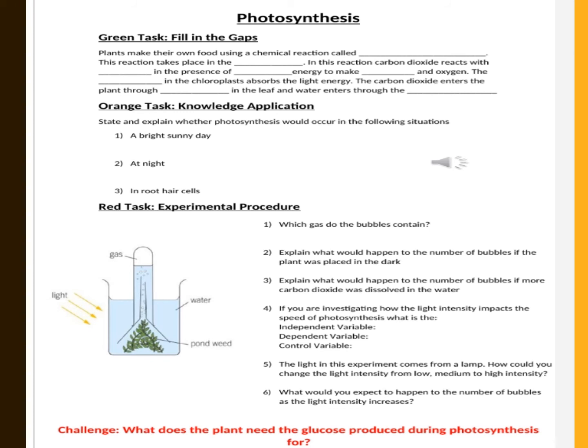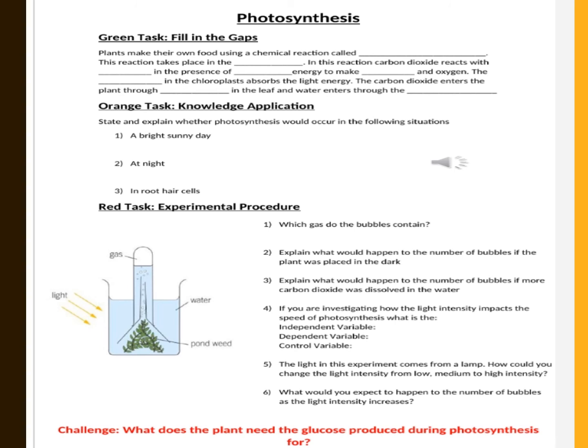Red task is experiment procedure. Okay, we have gone through this experiment. Question about this experiment is, which gas do the bubbles contain? Question number 2 is, explain what would happen to the number of bubbles if the plant was placed in the dark, and explain what would happen to the number of bubbles if more carbon dioxide is dissolved in the water.